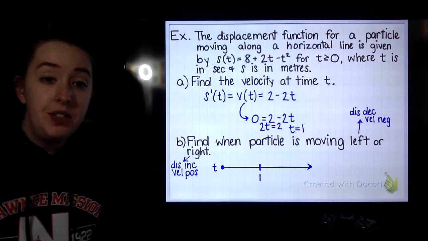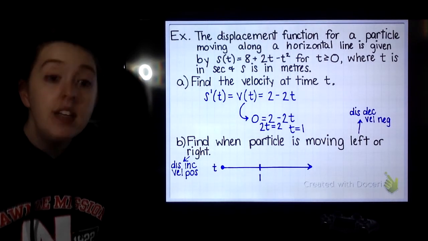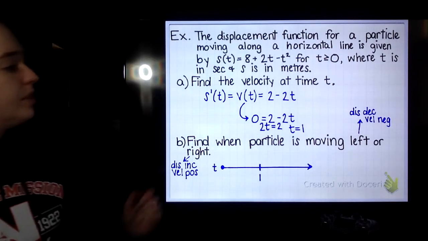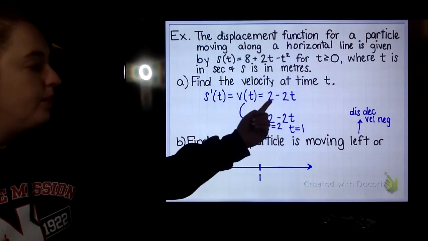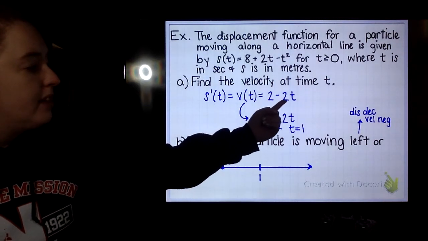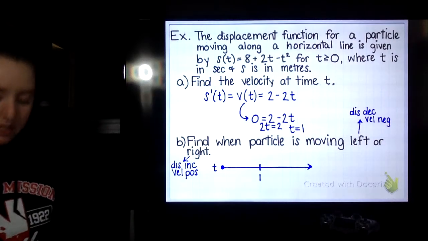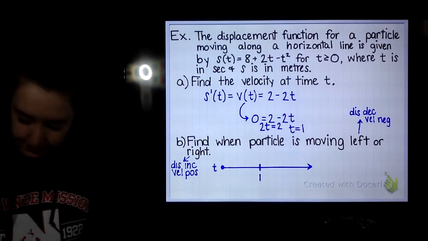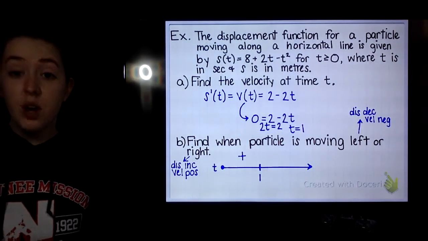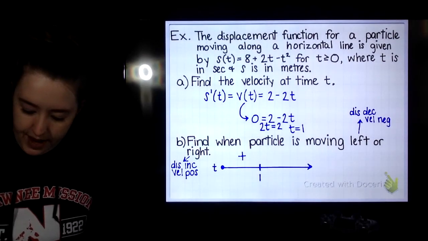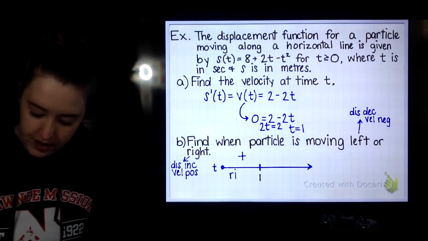So what we want to do to find out if my velocity is positive or negative during these times is go ahead and plug some stuff in. So right here, let's plug in a half, maybe. So 2 minus, and then 2 times a half is 1. 2 minus 1 is positive. Good deal. So since my velocity is positive there, that means that my particle is moving to the right.